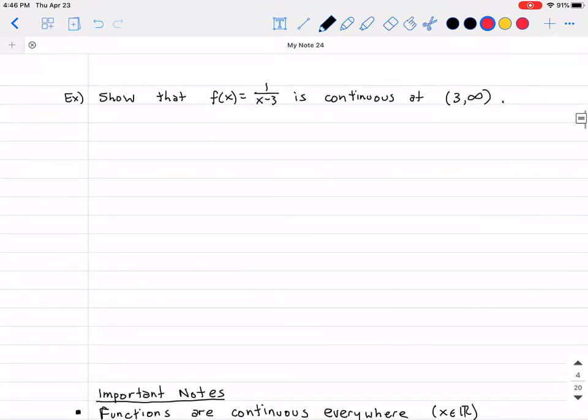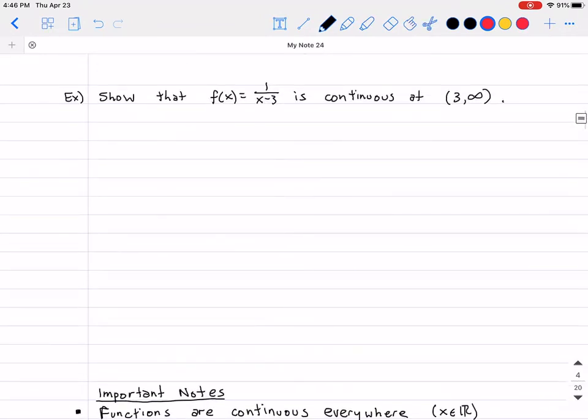Okay. All right. So that was probably the more difficult part of what you have to do for this section. So let's now look at the last example over here with the continuity.